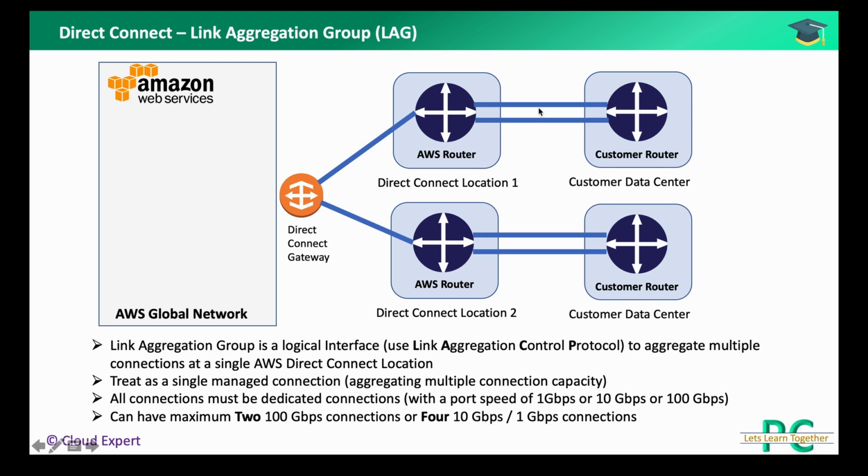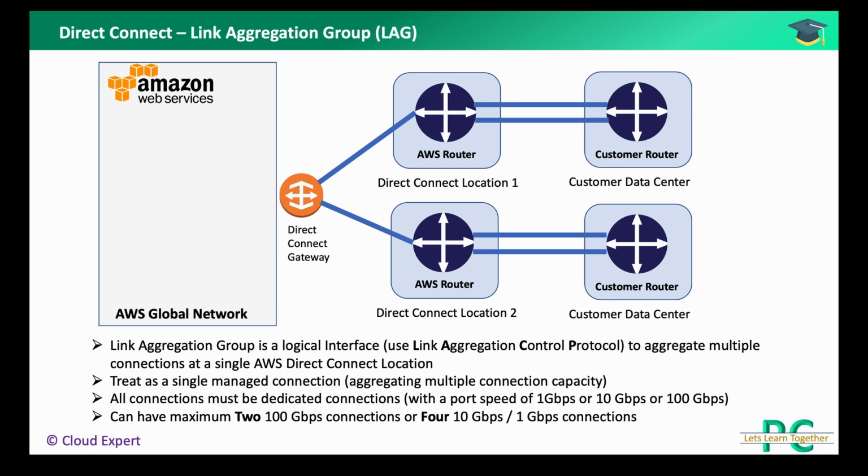So let's say you have 2 Direct Connect connections of 1 Gbps using LAG. What you can do is treat it as if it's a 2 Gbps connection. You are just summing up the bandwidth of 2 separate connections into one. LAG will treat it as a single managed connection. It will aggregate multiple connection capacity. All connections must be dedicated connections with a port speed of 1 Gbps, 10 Gbps or 100 Gbps. We'll see in later slides that there are other options.